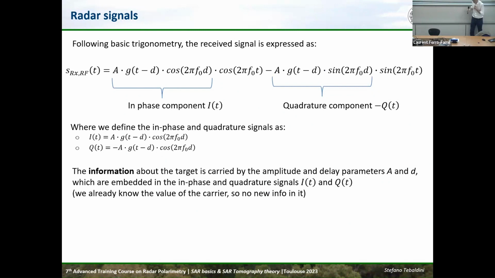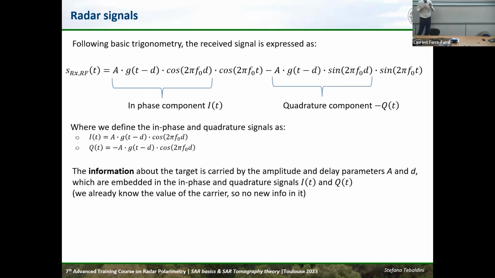Now, with some basic but boring and tedious trigonometry, you can express the received signal in this way. It is always composed of two factors. The one is what multiplies the cosine of 2 pi f0 t. The other one is what multiplies the sine of 2 pi f0 t. And this is called by electronic engineers the in-phase component and the quadrature component.